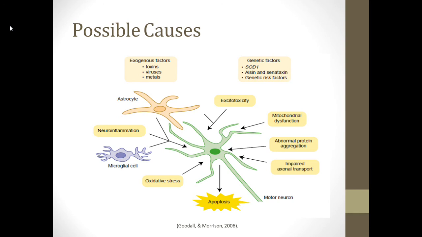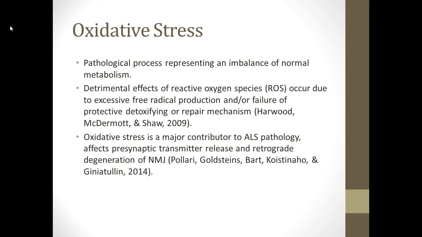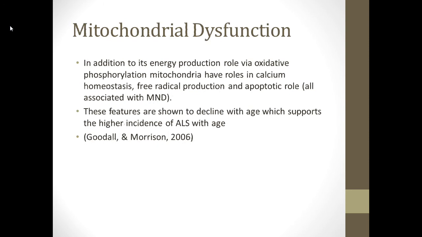However, the focus of our presentation today will be on the genetic SOD1, excitotoxicity, mitochondrial dysfunction, and oxidative stress that all could potentially result in apoptosis, which is the programmed cell death of neuronal cells. Firstly, oxidative stress. It's a pathological process representing an imbalance of normal metabolism. Its detrimental effect is caused by the reactive oxygen species, which cause radical production and or failure of protective detoxifying or repair mechanisms. The oxidative stress is a major contributor to ALS pathology and it affects presynaptic transmitter release as well as contributing to the retrograde degeneration of neuromuscular junction.